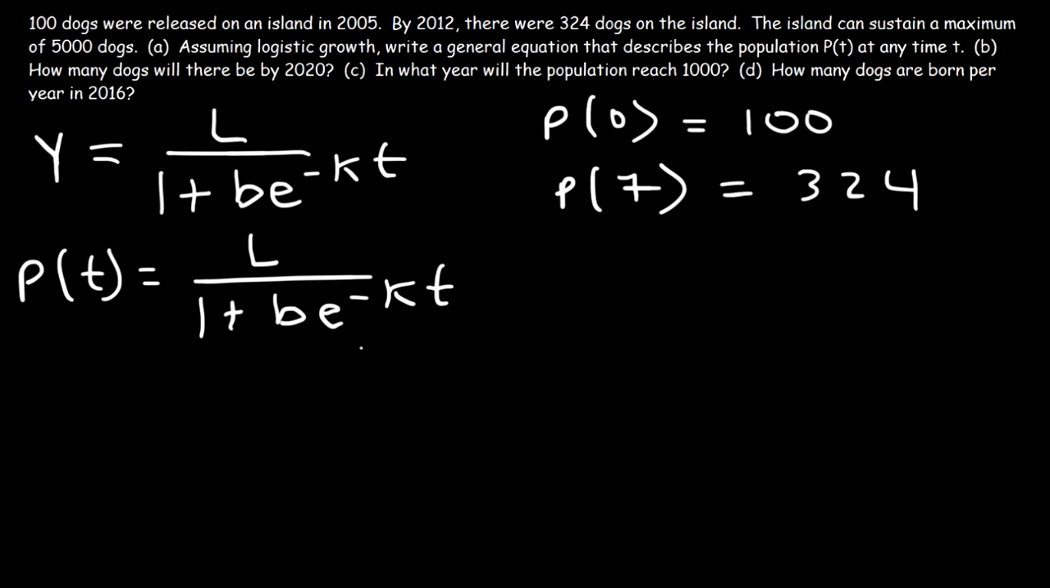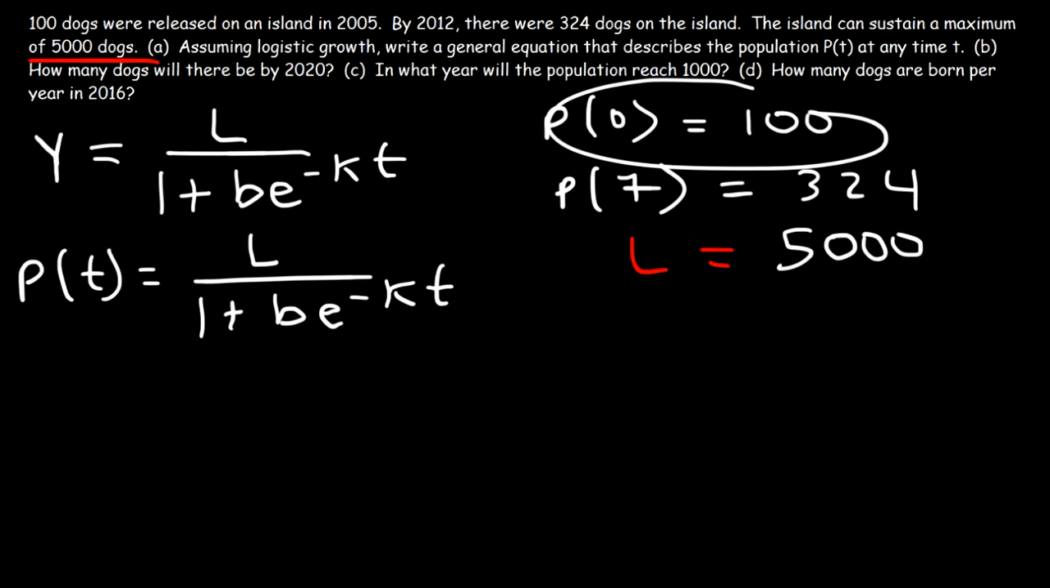Now the problem stated that the island can sustain a maximum of 5,000 dogs. So 5,000 is the carrying capacity, that's L, the upper limit. So with this information, we need to solve for two variables, b and k. Now the first point that you should plug in is the initial point. P of 0 is equal to 100, so let's start with that.